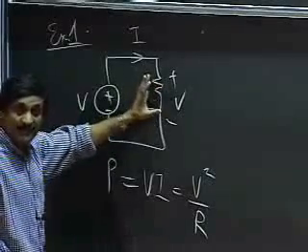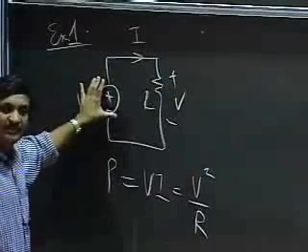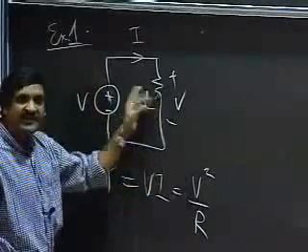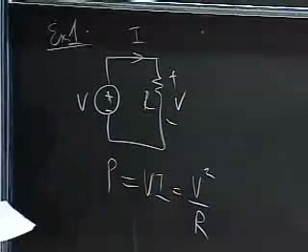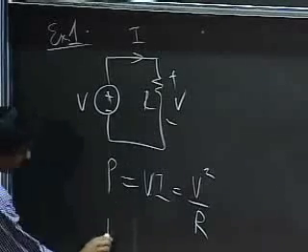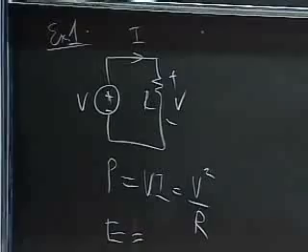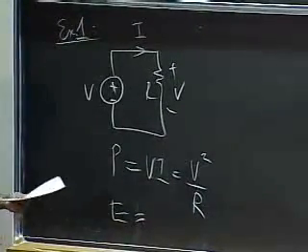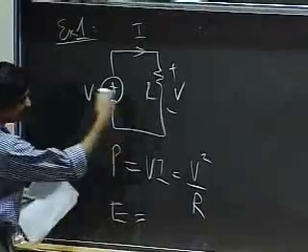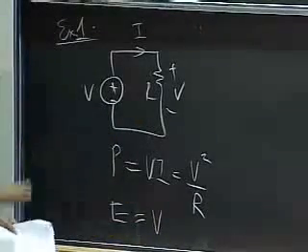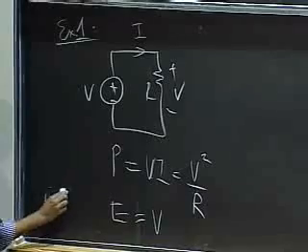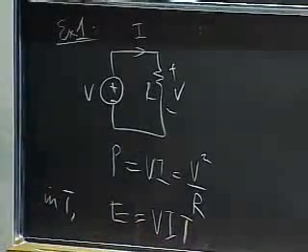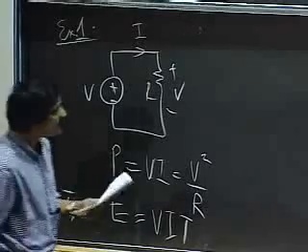Where does that power come from? The voltage source supplies the power. So this guy here supplies this power, and this guy here dissipates it. What is the energy that I dissipate in time t? Remember, power is the rate of energy dissipation, and so energy is simply power multiplied by time. So for a circuit like this, energy dissipated in time t is simply VIt.